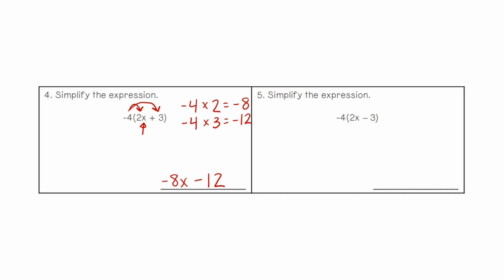For number 5, we take our negative 4 and we multiply it by the 2 to get a value of negative 8. And we put the x with it as it is included with that first number. And then we multiply again the negative 4 times the negative 3. And 2 negatives give us a positive 12 as our final answer. Negative 8x and positive 12.